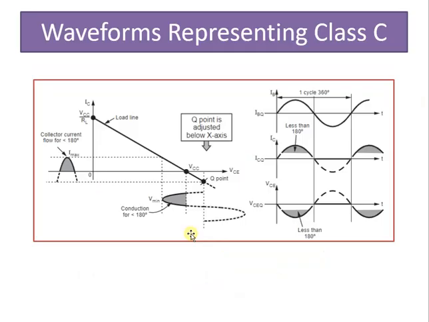So here we present the waveforms particularly for the Class C amplifier, and you can observe the waveforms corresponding to the voltage VCE and the waveform corresponding to the collector current IC. For both the current and the voltage, the conduction angle is less than 180 degree. And the Q point is somewhere below the x-axis, and that is why the conduction angle is less than 180 degree.